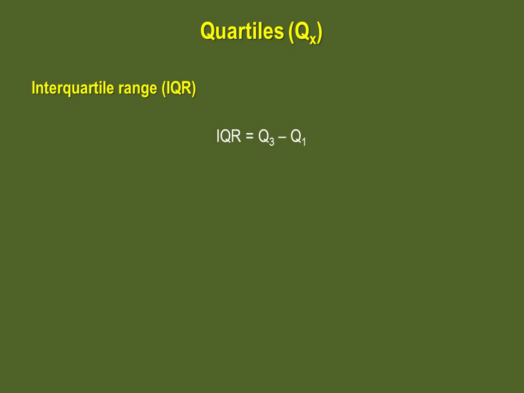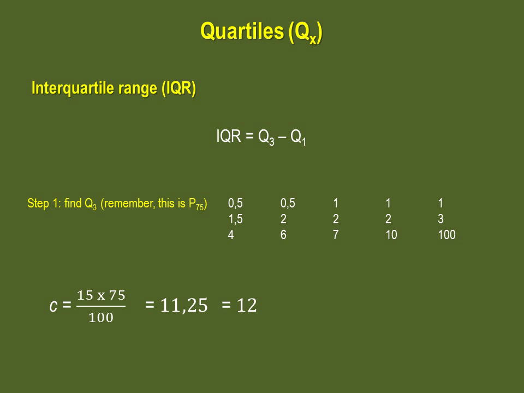Quartiles can be used for a rough estimation of variability by calculating the interquartile range. This is the difference between the third quartile and the first quartile. If we were to calculate the IQR of our daily student travels, we would first have to find the third quartile like this. Remember that the third quartile is actually the 75th percentile. So 15 times 75 divided by 100 gives us 11.25. Round up to give us the 12th rank. So our 12th value is 6. Our third quartile would be 6.